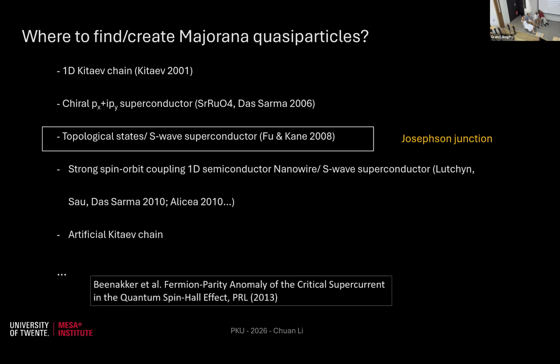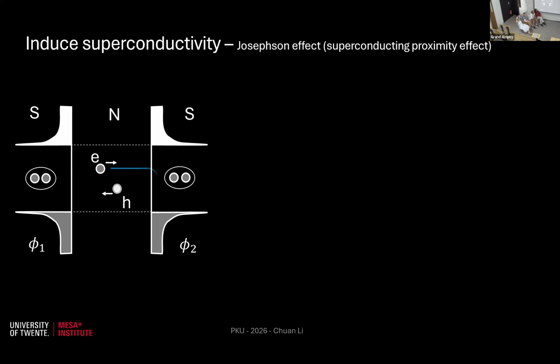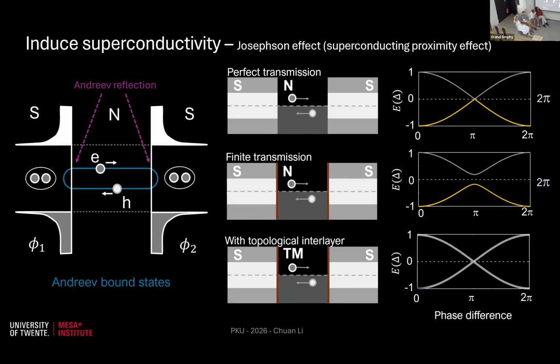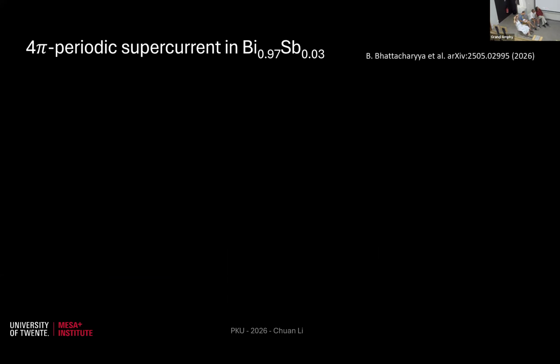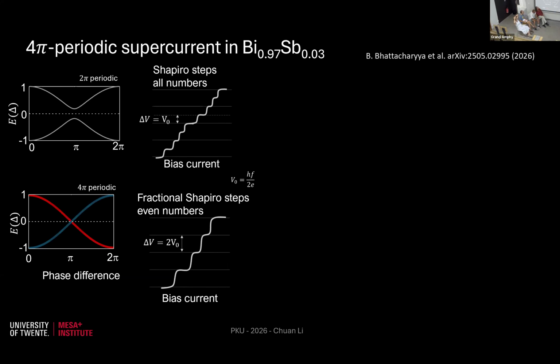So this is the approach. We're talking about the proximity effect and seeing the Josephson effect regarding Majorana topological superconductivity. And of course, this I also showed. The key point here is that when you have the parity protection, the periodicity of the Josephson current becomes 4 pi instead of 2 pi. And the very common measurement we do is called the Shapiro step measurement. So you irradiate the system with an RF signal, and then you see quantized steps in your DC voltage measurement.